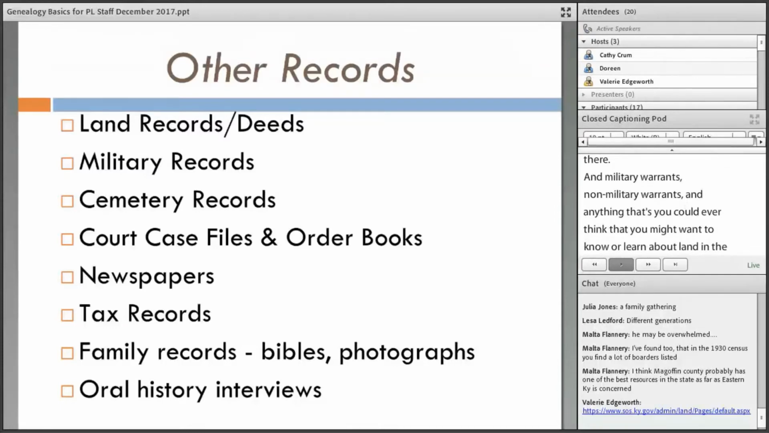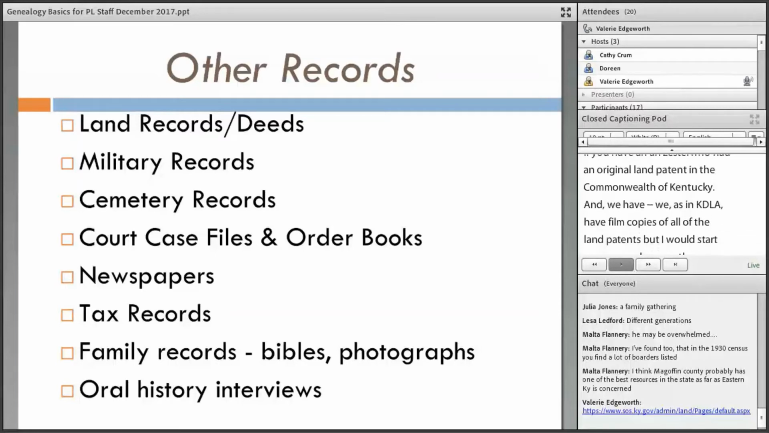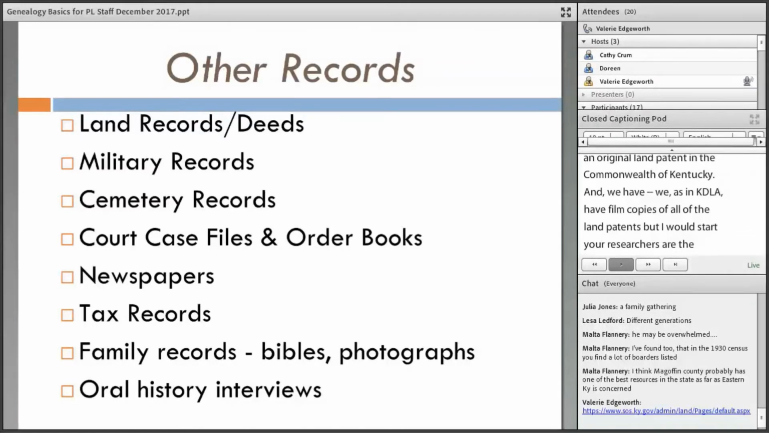I find it to be one of the most overwhelming parts of research if you have an ancestor who had an original land patent in the Commonwealth of Kentucky. And we, as in KDLA, as well as the Kentucky Historical Society, have film copies of all of the land patents. However, I would start your researchers with the Secretary of State's office on site because they have digitized those records.